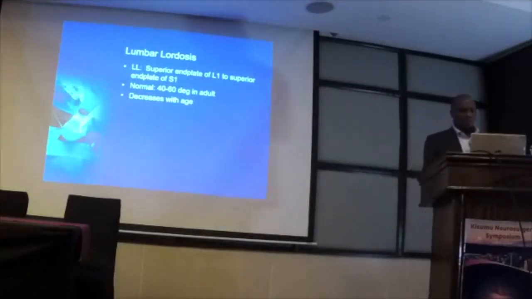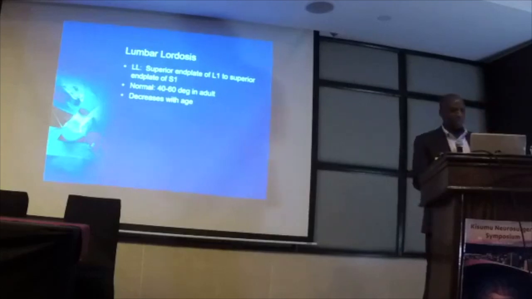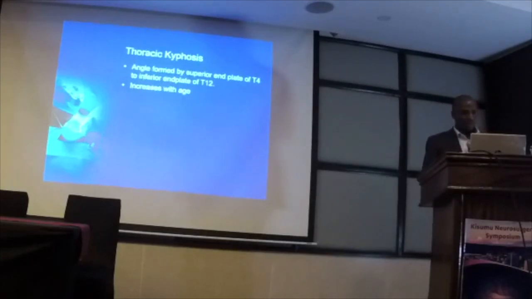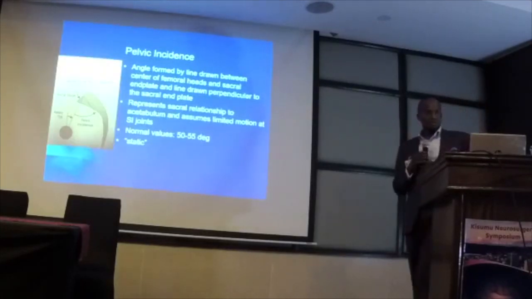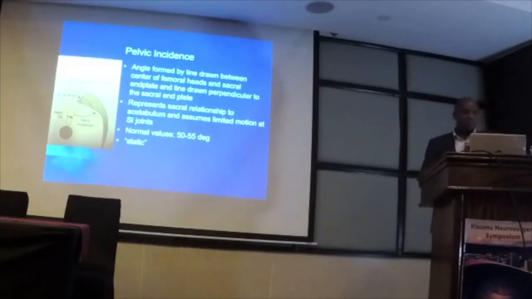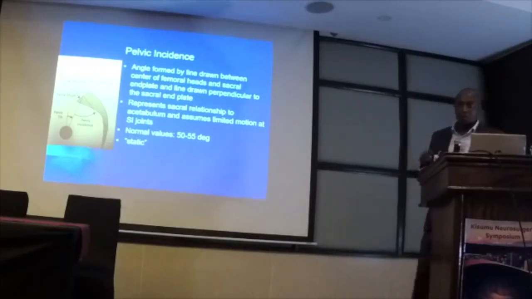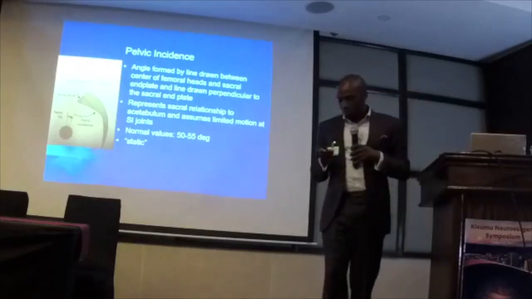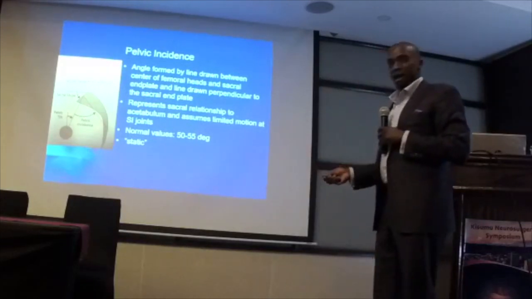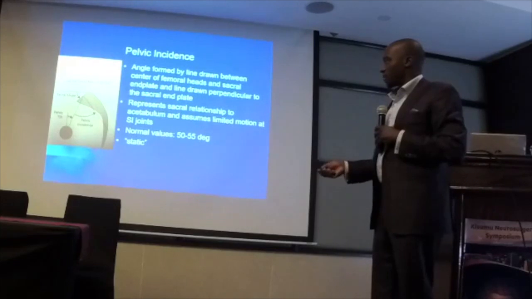Now, the normal lumbar lordosis is about 40 to 60 degrees, and like I said, this will decrease with age. The pelvic incidence. It's an angle formed by a line drawn between the center of the femoral heads and the sacral end plate, and a line that's perpendicular to the sacral end plate. This represents the sacral relationship to the acetabulum, assuming minimal motion at the SI joints. So you can see this angle right here. That is the pelvic incidence.